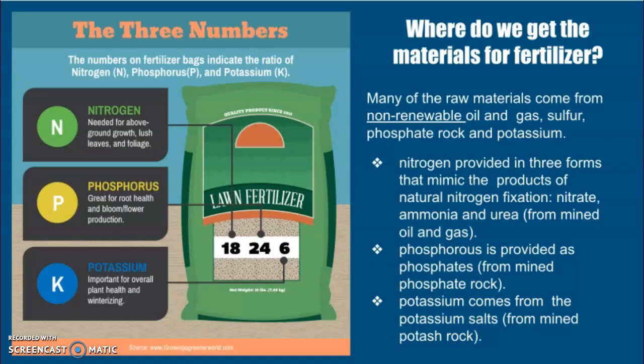So where do we get the materials for the fertilizer? Many of them come from non-renewable oil and gas, sulfur, phosphate rock, and potassium. So the nitrogen comes from the three forms that mimic our natural nitrogen fixation. So we have nitrate, ammonia, and urea, which is mostly made from the oil and gas industry. We have phosphorus, which is provided from phosphates, which is mined from phosphate rock. And potassium comes from the potassium salts mined from potash rock.